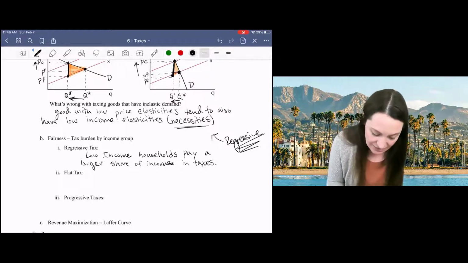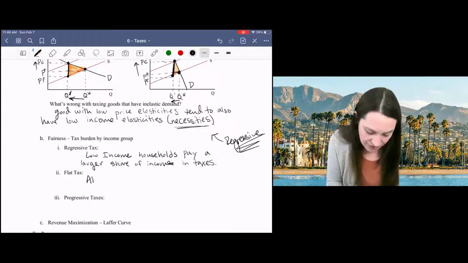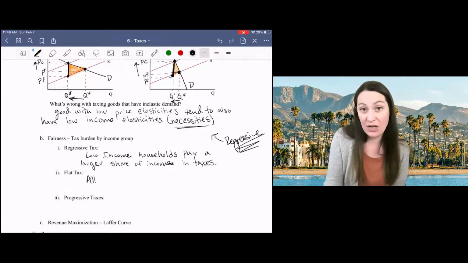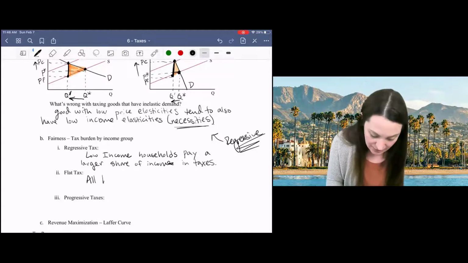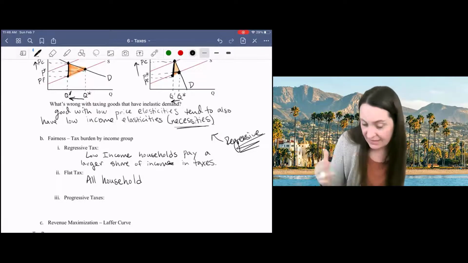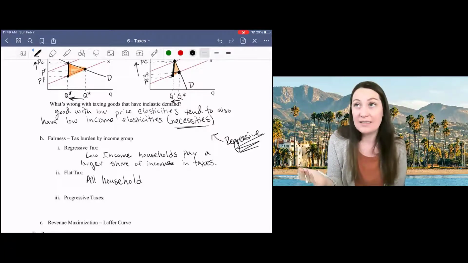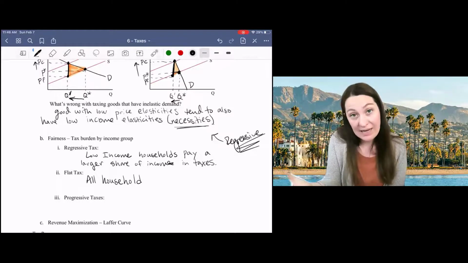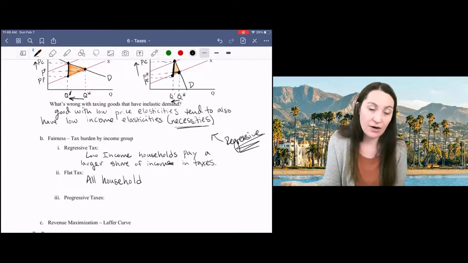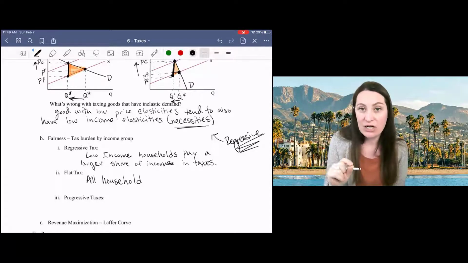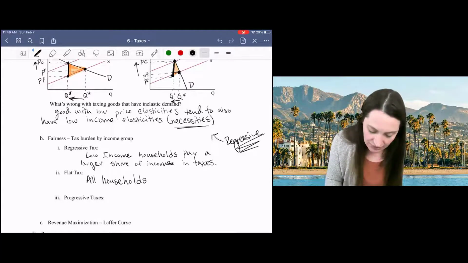A flat tax is a tax where all households pay the same share of income in taxes. So that would be like everyone pays 10% of their income. Of course, in that example, high-income households are paying more money because their income is higher, but everyone pays the same share of income in taxes.